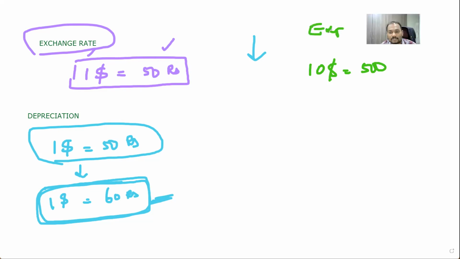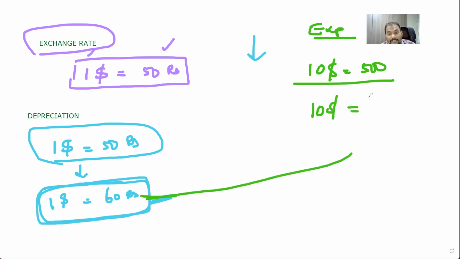And now suppose you're an exporter. Now I'm talking about exports, not imports. If you're exporting a good worth $10 earlier, how much are you getting as an exporter? 500. Now, if you're exporting the same $10 worth of good after depreciation, how much will you be getting now as an exporter? 600. Is it good for the exporters? Yes. So exports will increase.